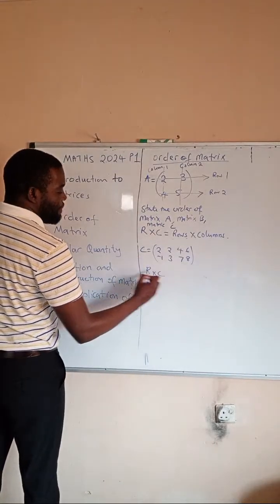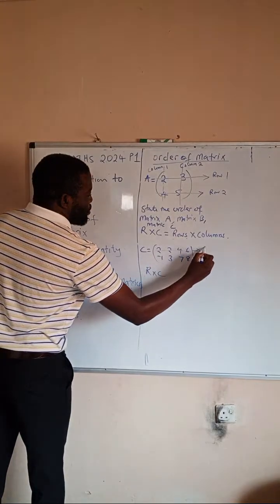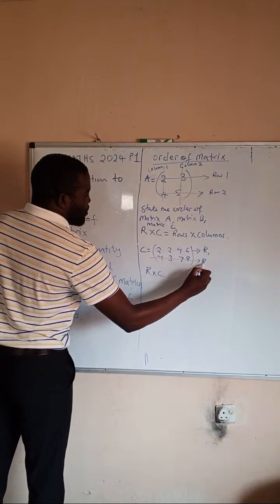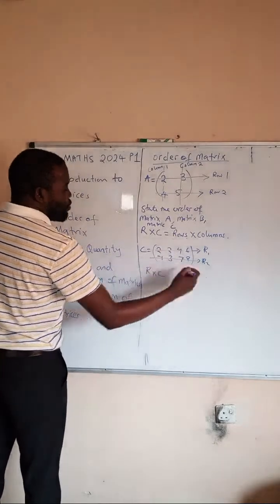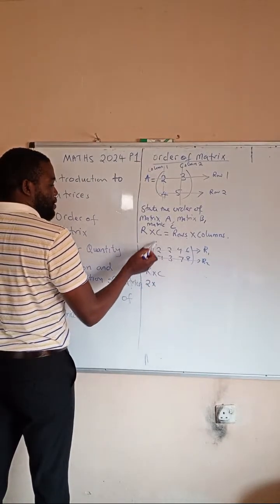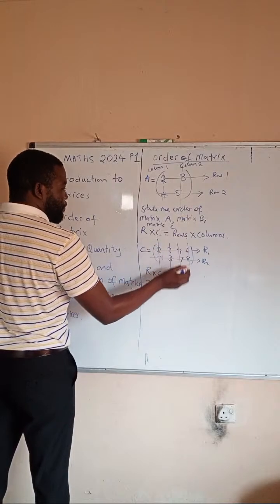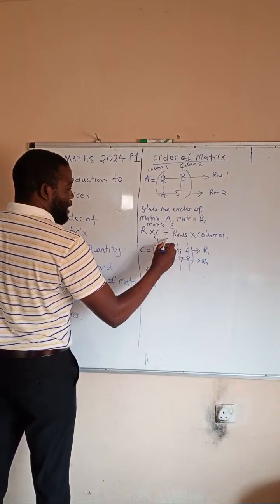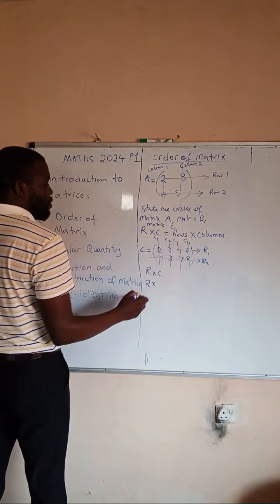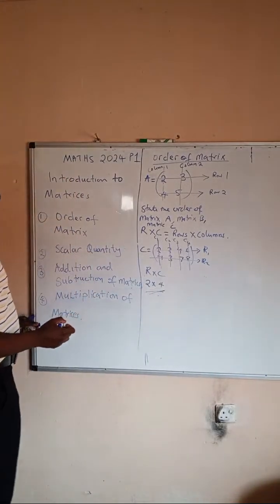Row by column. How many rows do you see? 1. So, row number 1. Row number 2. How many rows? 1, 2. So, 2 rows times. How many columns do you see? 1, 2, 3, 4. So column number 1, column number 2, column number 3, column number 4. So 4 columns. This is the order of this matrix.